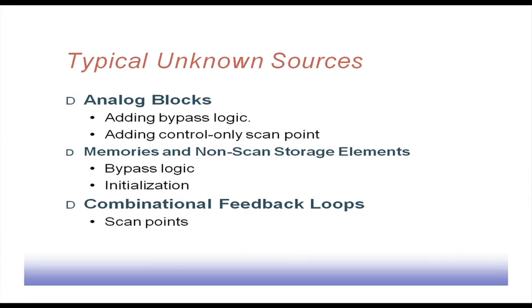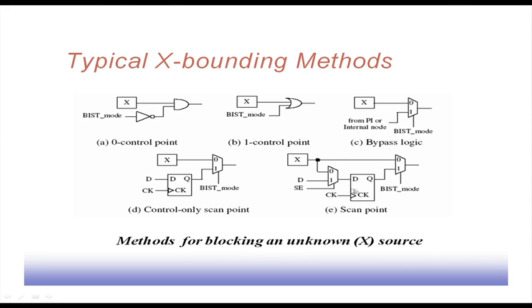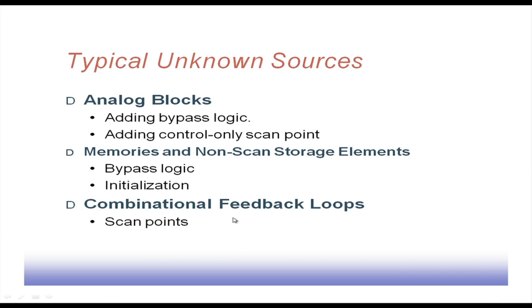Sometimes we have combinational feedback loops. Combinational feedback loops are another dangerous point, because whenever we try to do a fault simulation with them, it is difficult to come up with a stable value. So, it is better to break that combinational feedback loop by putting in a scan point. This scan point is this particular structure. We put such a structure so that the loop will be broken, and we can put the desired value onto this point via this D input and this flip-flop, in the scan mode. So, this can be done.